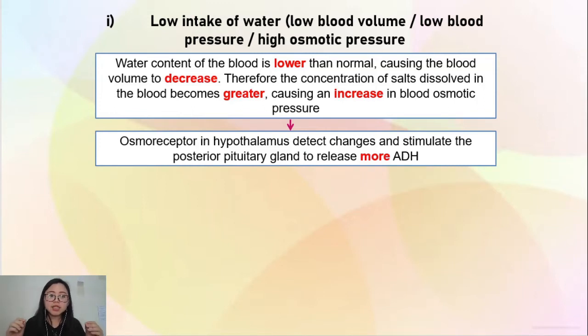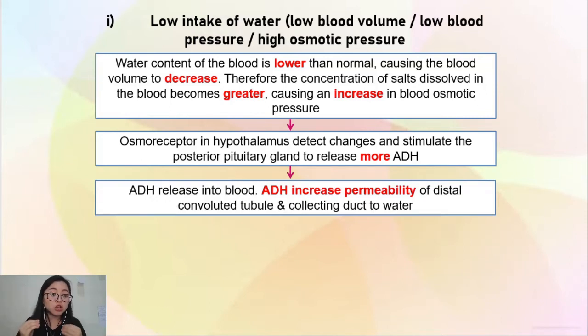What happens next is the osmoreceptor in your hypothalamus will detect the changes and stimulate the posterior pituitary gland to release more ADH. Osmoreceptor itu dia dapat detect there is increase in blood osmotic pressure, time to make ADH. ADH will be released into your blood, and when it reaches your kidneys, ADH will increase the permeability of distal convoluted tubule and collecting duct to water. So, bila dia sampai kepada buah pinggang, dia akan increase permeability of distal convoluted tubule and collecting duct to water.